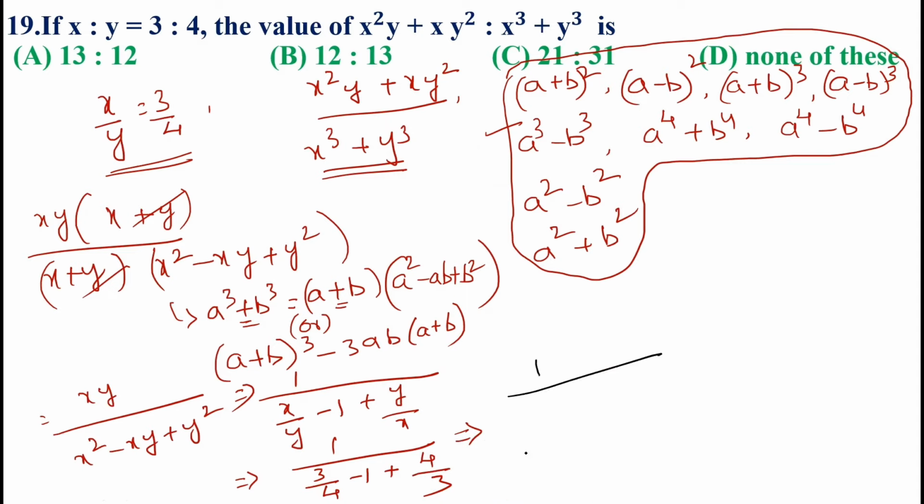1 by, LCM is 12. So the first one will become 4 times 3, 9, minus 12. This will become 1 by 1. Then 3 times 4, 4s are 16. So minus 12 plus 16, 4. So 13. 12 by 13. If you take the reciprocal, then it will become 12 by 13. So option P is the correct answer.